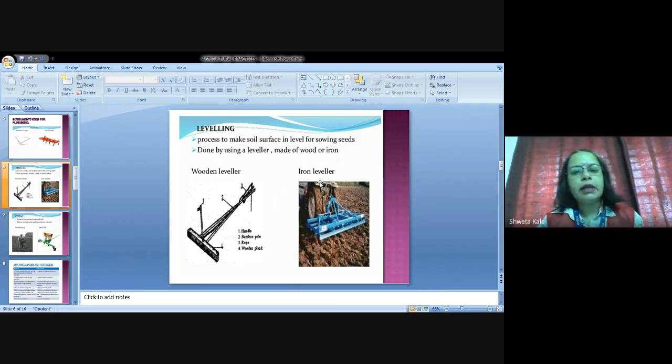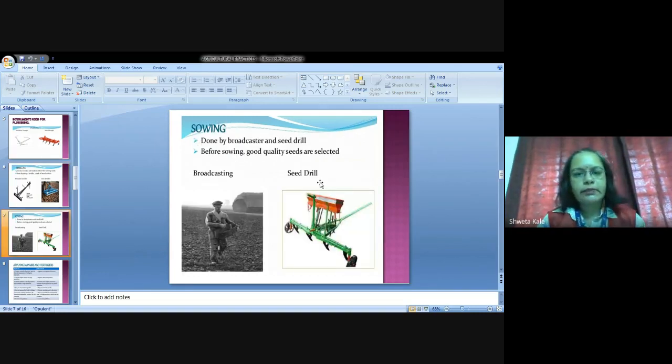Again, it can be done with both traditional equipment as well as modern equipment. In the traditional equipment, we have a wooden leveler, whereas in the modern equipment, we have an iron leveler. So it will not only break the big blocks of soil, but it will level the land properly for the sowing of seeds. Next one.